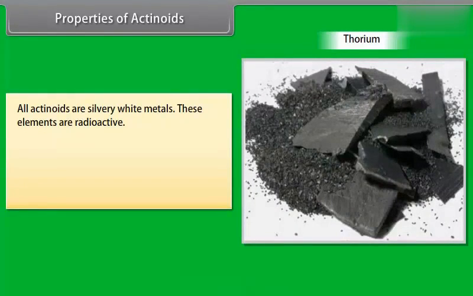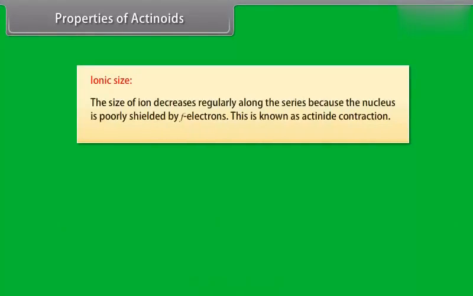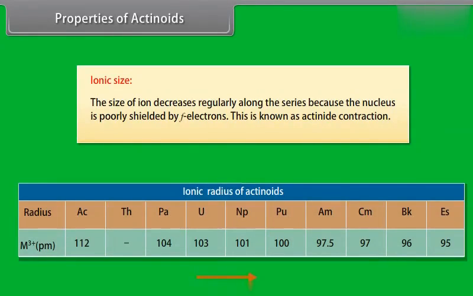These elements are radioactive. After uranium, all the elements are man-made. They have high densities. Their melting points are moderately high but are considerably lower than those for transition elements. Ionic size. The size of the ion decreases regularly along the series because the nucleus is poorly shielded by f electrons. This is known as actinide contraction.